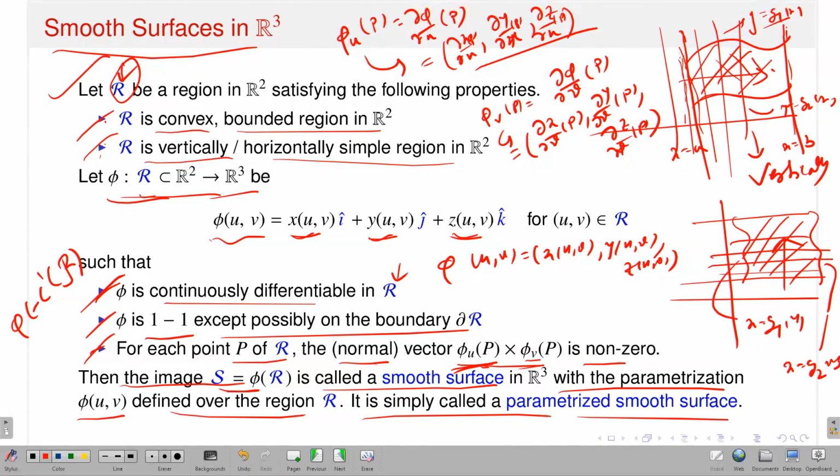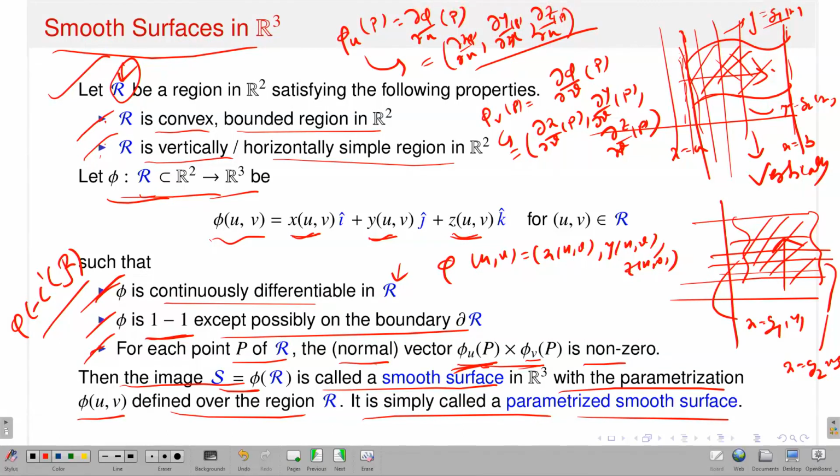So, phi is a map from R, a subset of R2, to R3. Phi of (u, v) is nothing but (x(u,v), y(u,v), z(u,v)), and phi satisfies the following three properties. What are the properties? Number 1, phi should be C1 on R, that means it is continuously differentiable. Number 2, phi should be injective in the interior region of R, so I do not care about the boundary of R, but as long as it is in the interior it should be injective, or one-to-one.